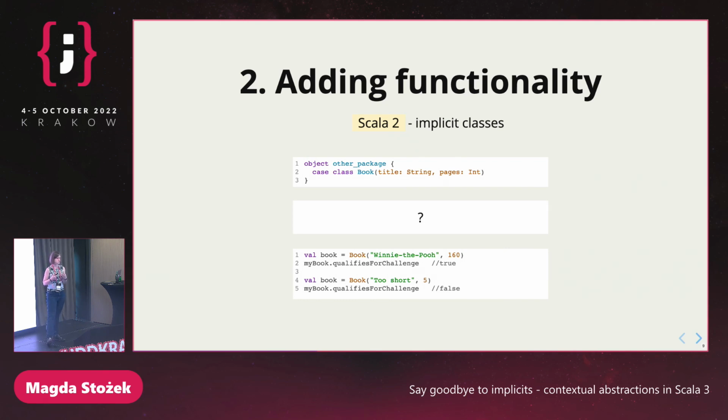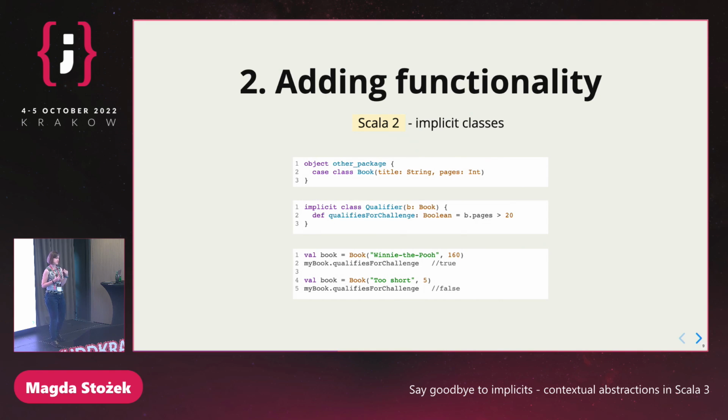So we want to introduce a new method on the book type, which is our domain type, to say whether or not this book qualifies for a challenge. Unfortunately, this book type is a closed type. We don't have access to it. We don't own it. We cannot simply add the method there. Maybe it's in some hidden package. Maybe it's just a type which doesn't belong to our team. So what do we do?